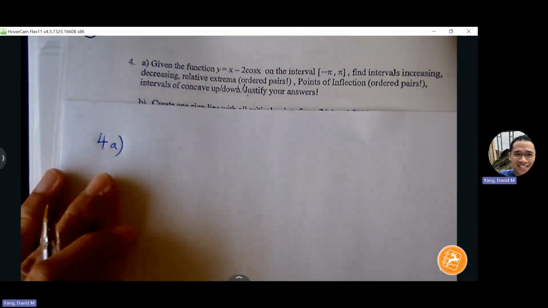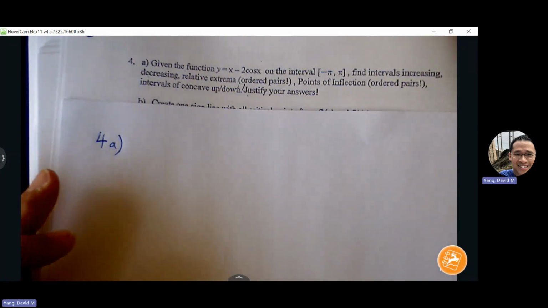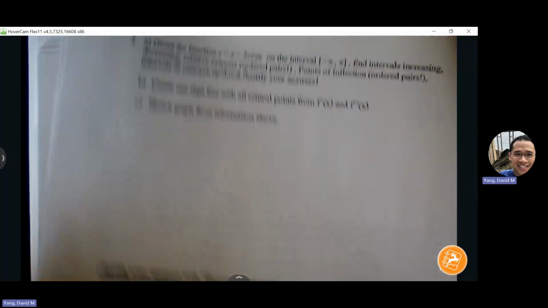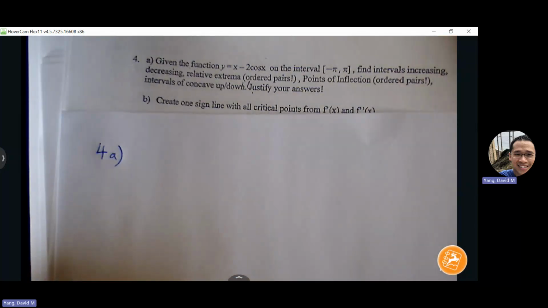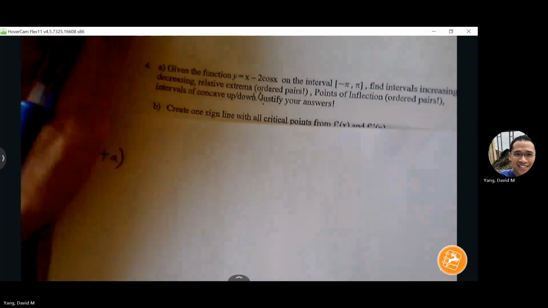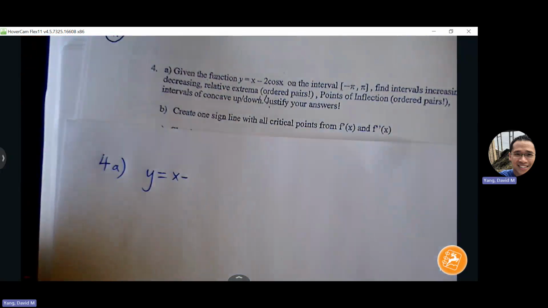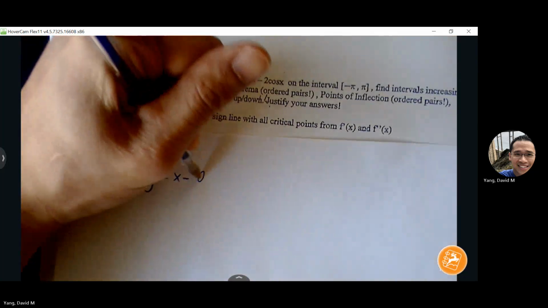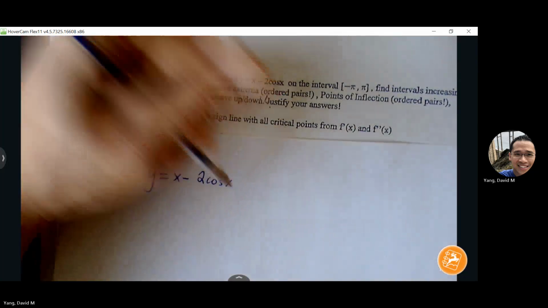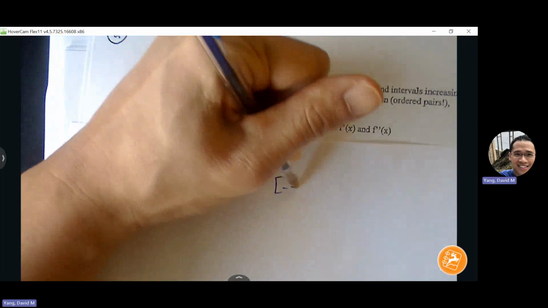I'm going to put it on a separate sheet just because I want to have plenty of room. If you feel like you want additional space, feel free to come up and grab a scratch sheet on my shelves. Okay, so we have y is equal to x minus 2 cosine of x from -pi to pi.